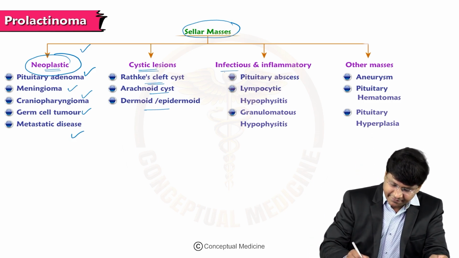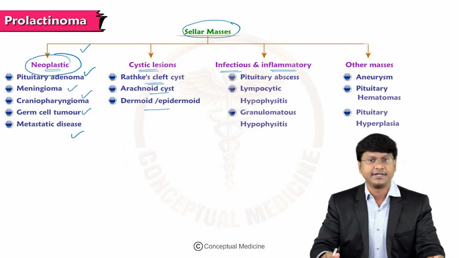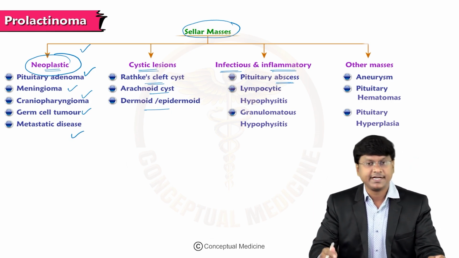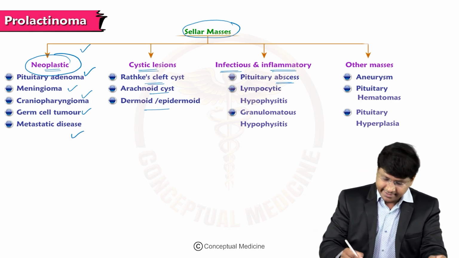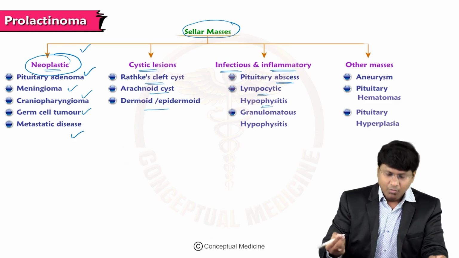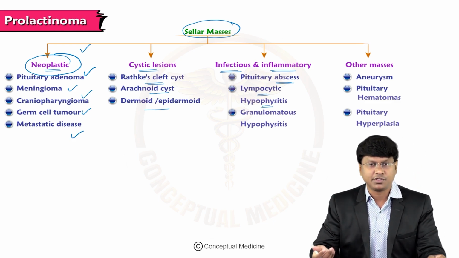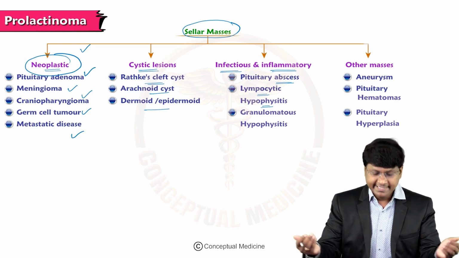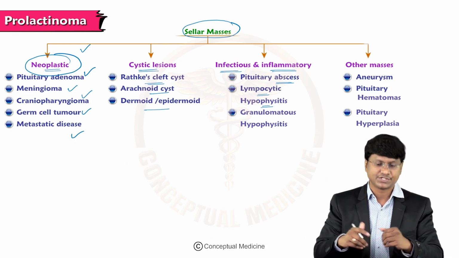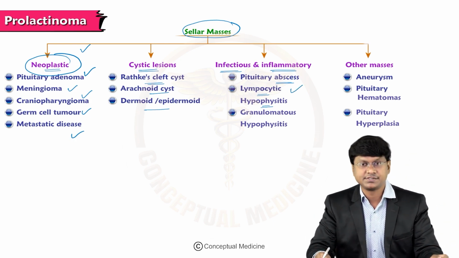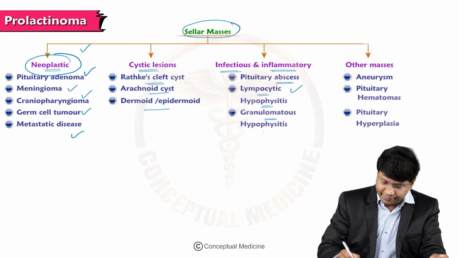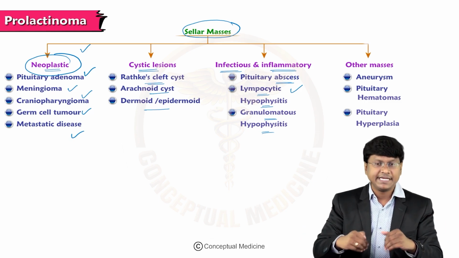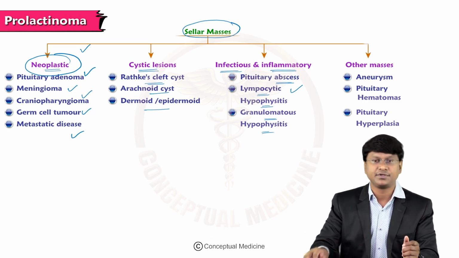Then we have infectious as well as inflammatory conditions. The infection of the pituitary gland is your pituitary abscess. Then lymphocytic hypophysitis. What is lymphocytic hypophysitis? It is an autoimmune condition where the hypophysis cerebri, that is your pituitary gland, is infiltrated by lymphocytes. Then granulomatous hypophysitis is the same thing again: the infiltration of granulomas into the hypophysis cerebri, which is nothing but your pituitary gland.